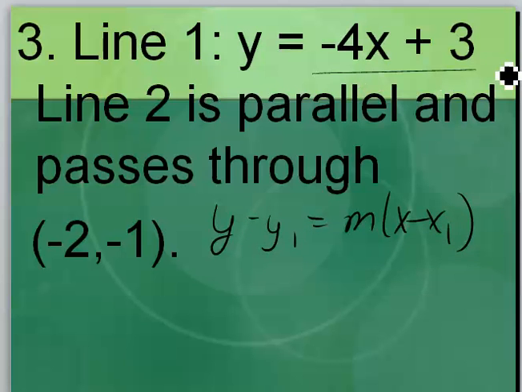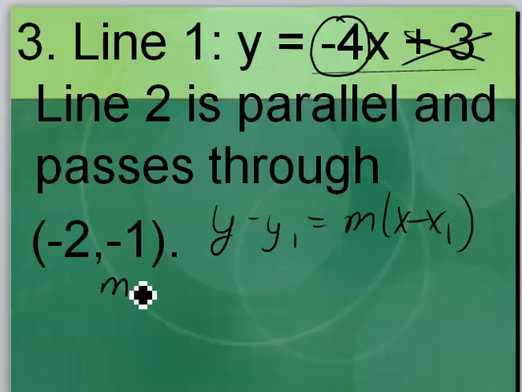Because we want to be parallel to negative 4x plus 3, what we're wanting from that line is the slope. We do not need their y-intercept. So we're going to use the slope of negative 4 and our given point negative 2, negative 1. So my equation, and again, if you want to use slope-intercept, that's fine. Let's see if we get the same answer.